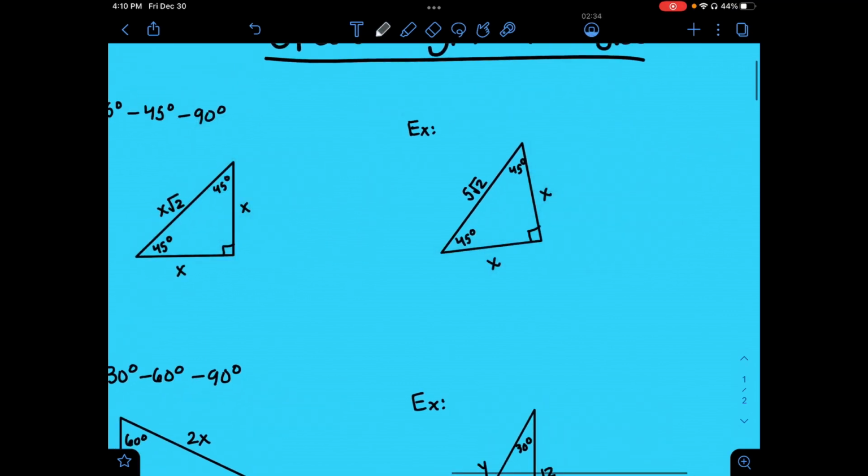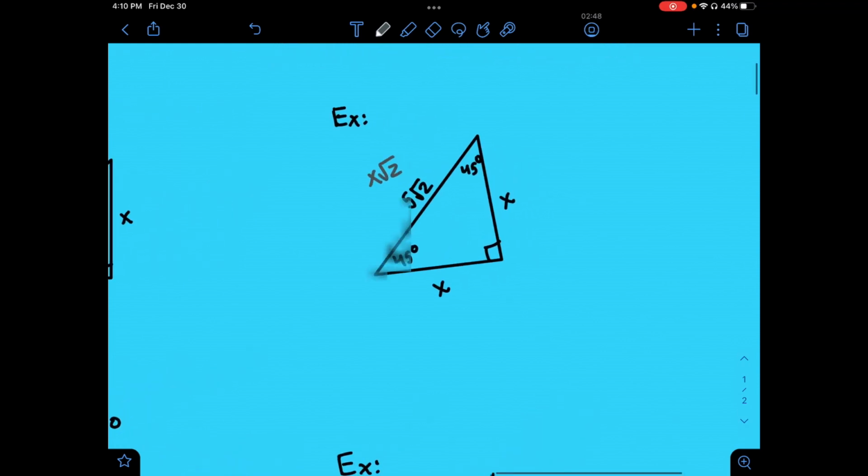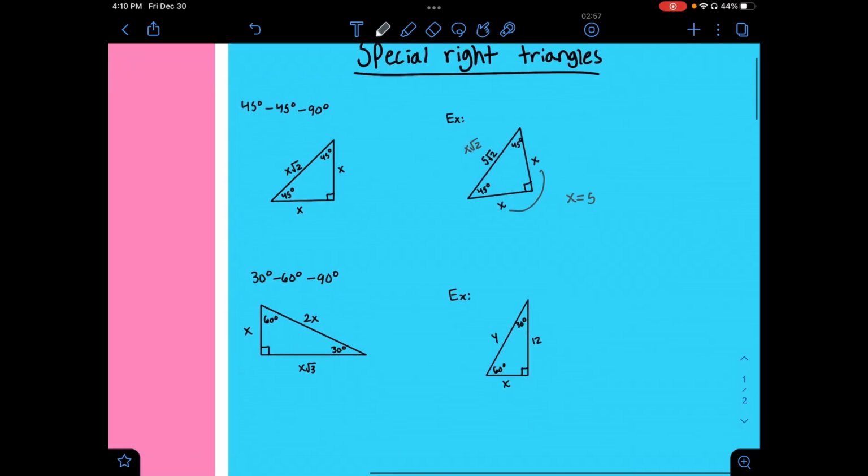We can use that over here for an example. This is a 45, 45, 90, and we're trying to find x. Using this rule, this side will be equal to x root 2. We already have the root 2, so that means x has to equal 5. So these two sides, x equals 5.